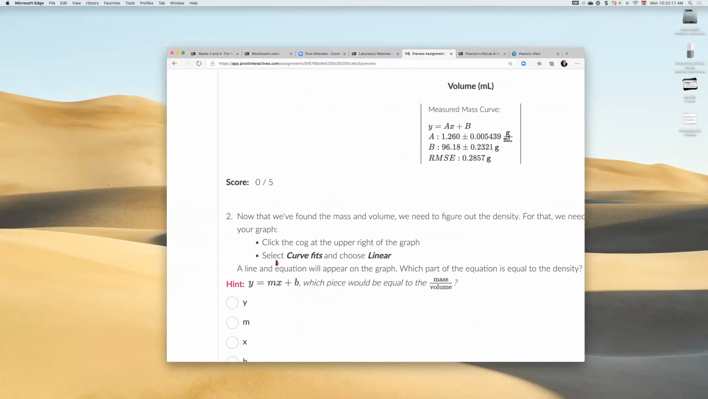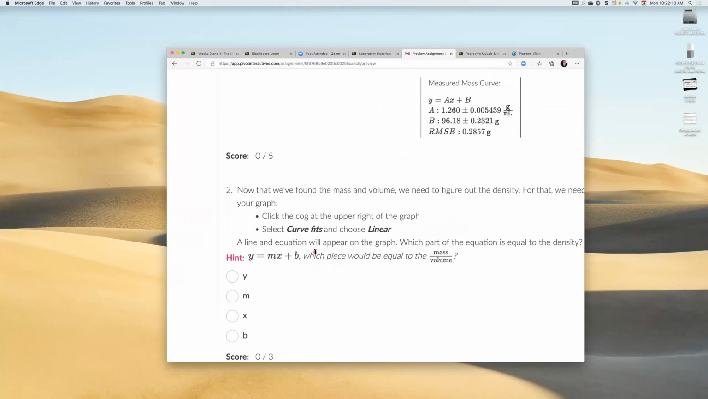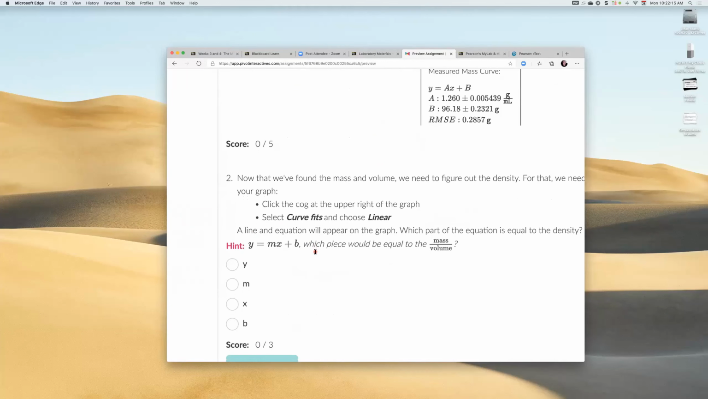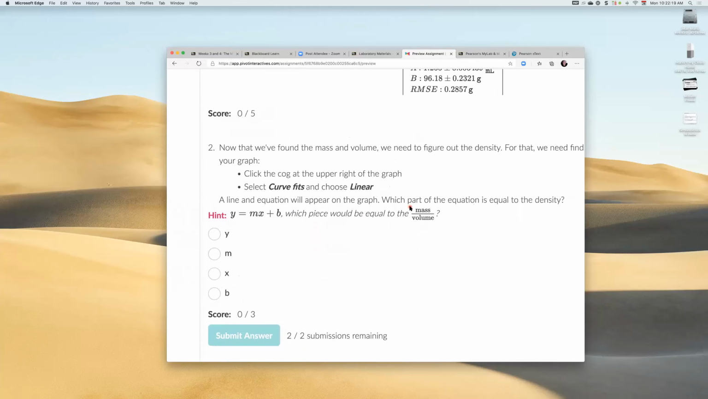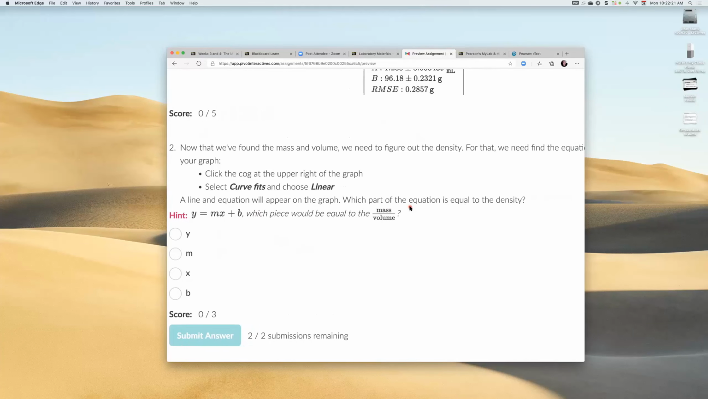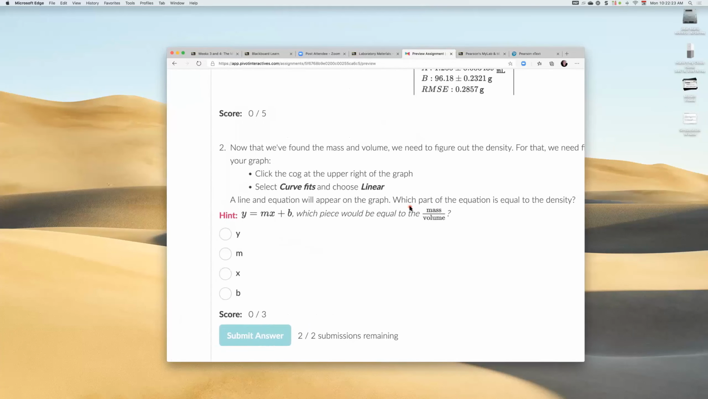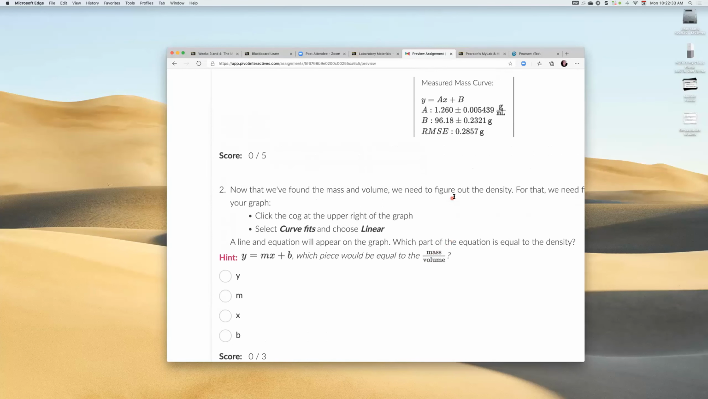And then let's see what it says. A line and equation will appear on the graph. And then it says, which part of the equation is equal to the density? Hint, y equals mx plus b, which piece would be equal to mass over volume. So what do you think is mass over volume?